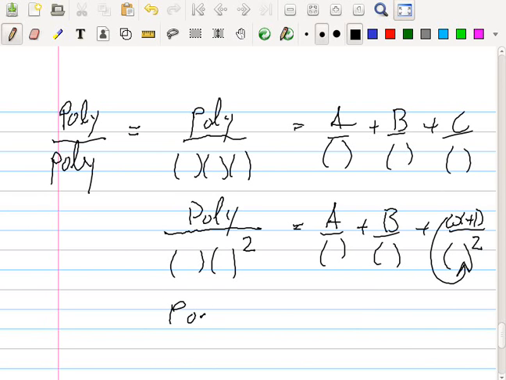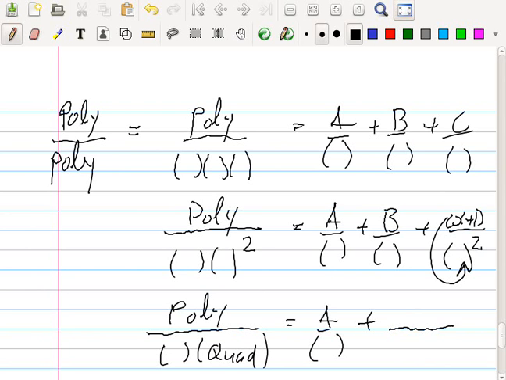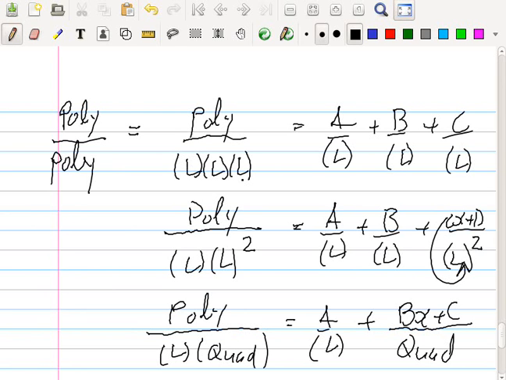But sometimes you might get polynomial over a quadratic here, and this quadratic has no solutions. So it's A over the first one, plus you have the quadratic next, and again it's going to be linear, bx plus c. This needs to be one power less than this. So all of these are linear here. Linears, linear, linear. Linear squared, which is quadratic, linear, linear, linear, linear, like that.